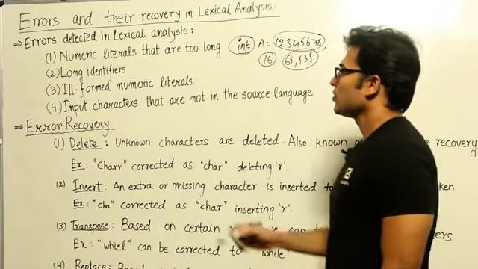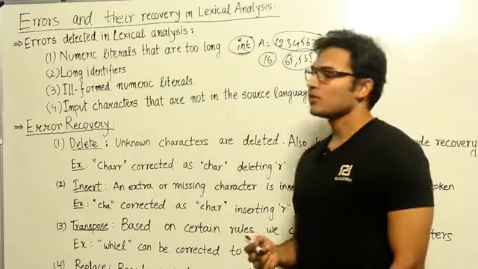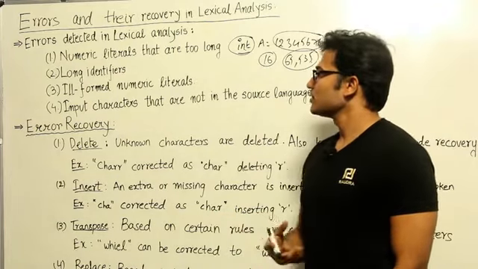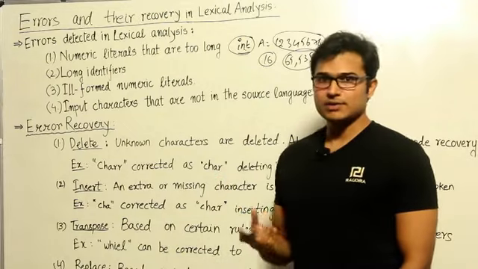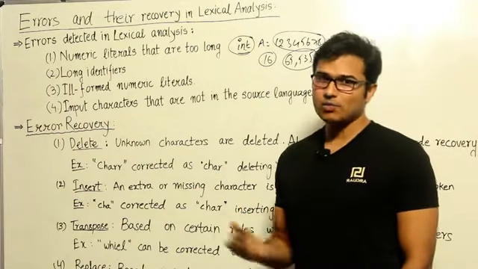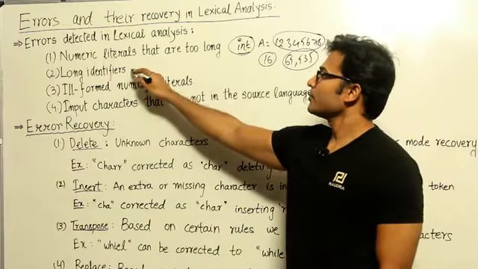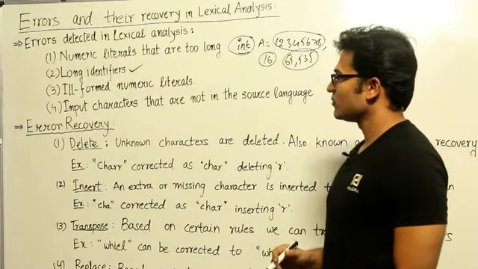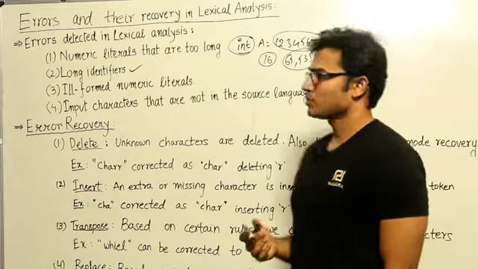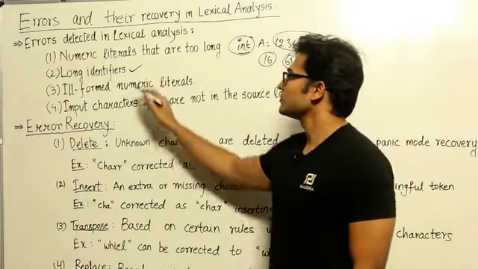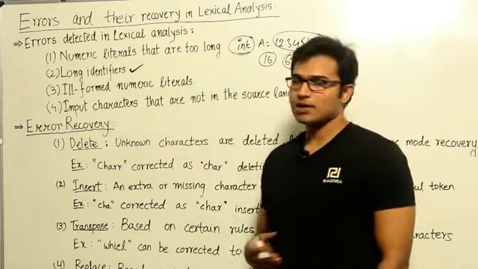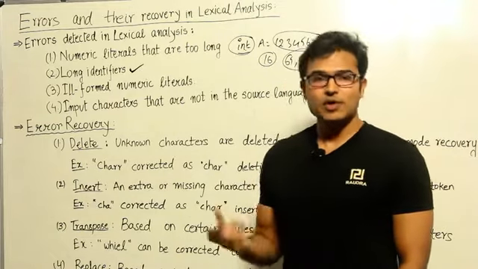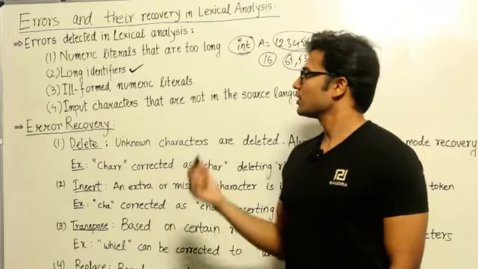And the next one is long identifiers. If you are going to use the name of a variable or the name of a function using a lot more characters than is specified in the programming language, that can also be identified here, right? Why? Because the lexical analyzer generally works with regular expressions, and in a regular expression you can specify the maximum length an identifier can take. So if you go beyond that, it will find that error.